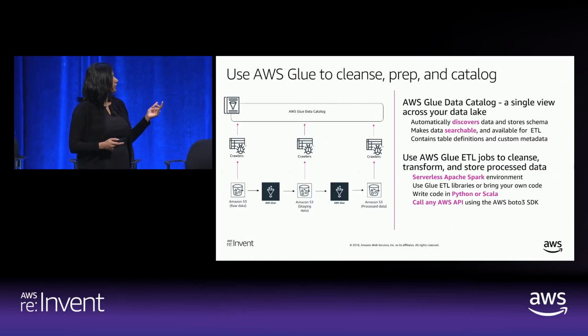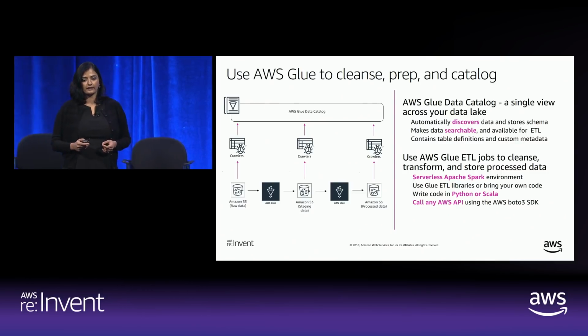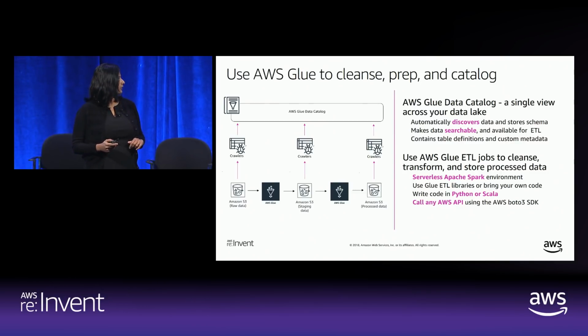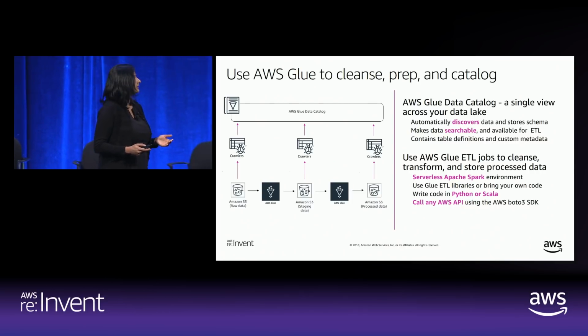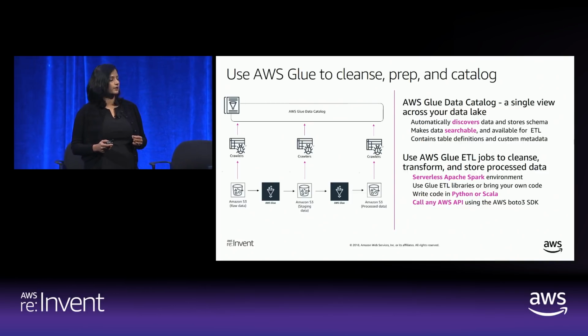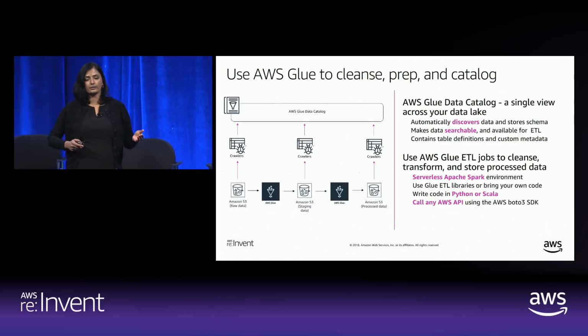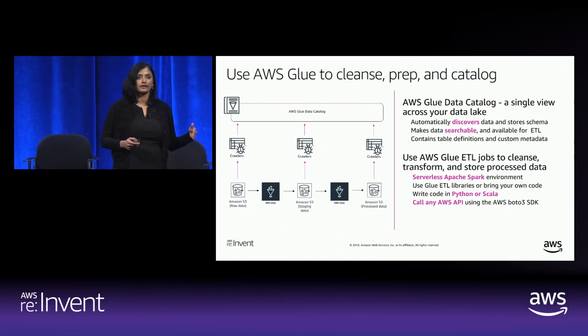Glue also provides crawlers, and we'll take a deeper look at what crawlers are, to crawl and automatically catalog this data in a central Glue data catalog. And the Glue data catalog provides you a view into your data lake. It makes your data more discoverable through the search that is available in the AWS Glue data catalog. And you can enrich the metadata that is discovered by crawlers and add your own custom metadata in the Glue data catalog.